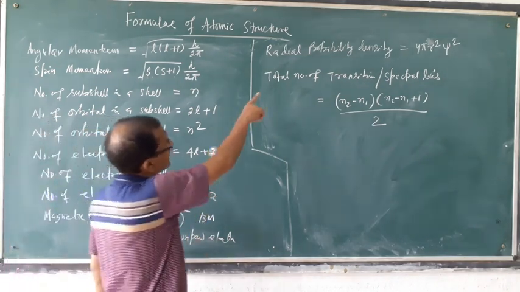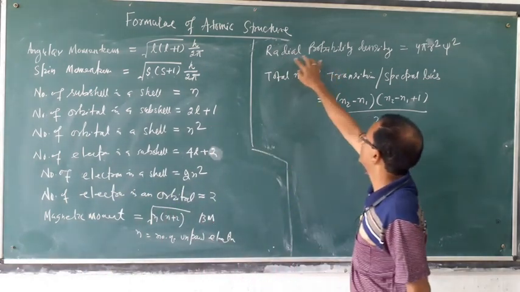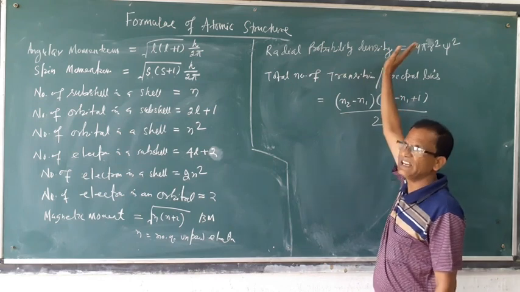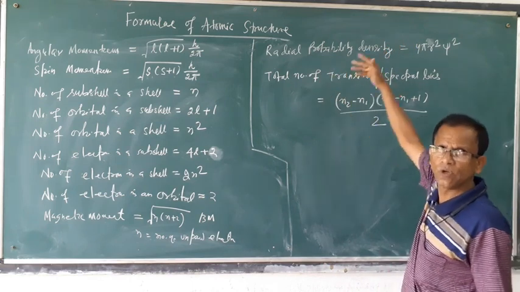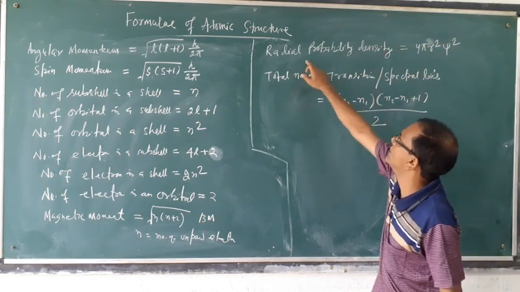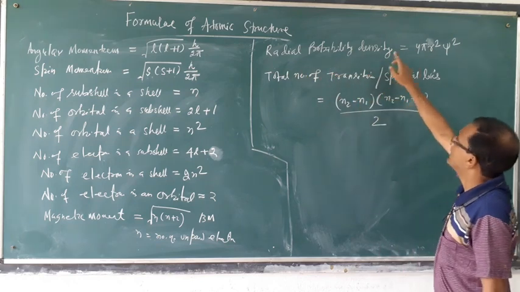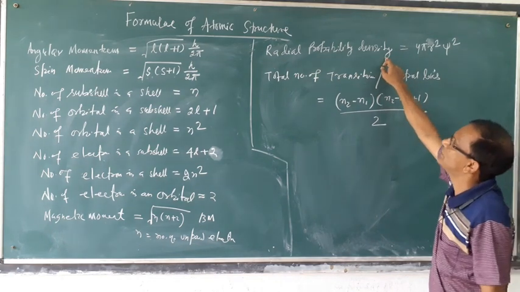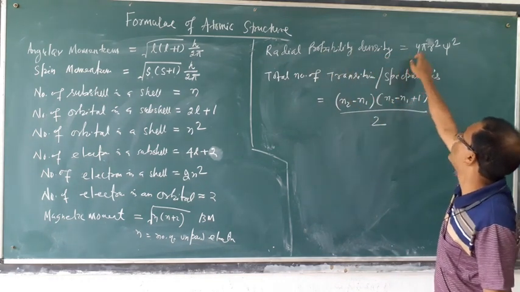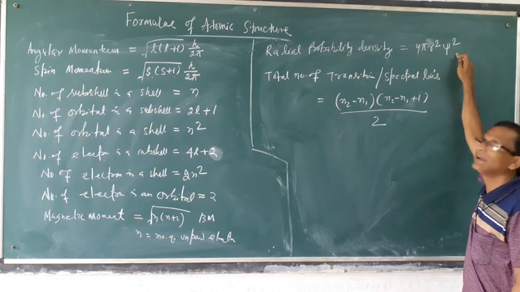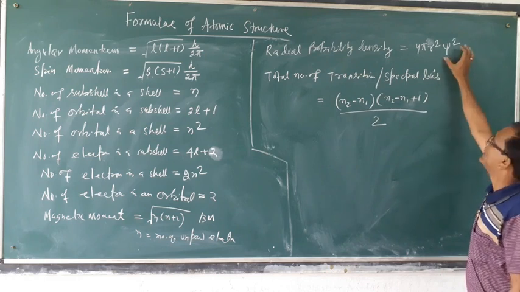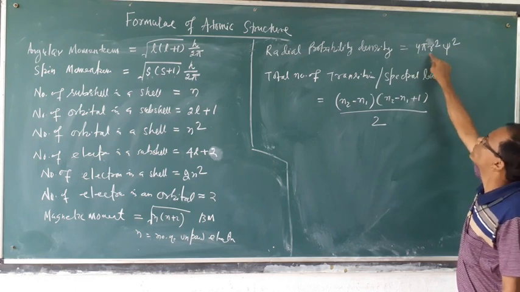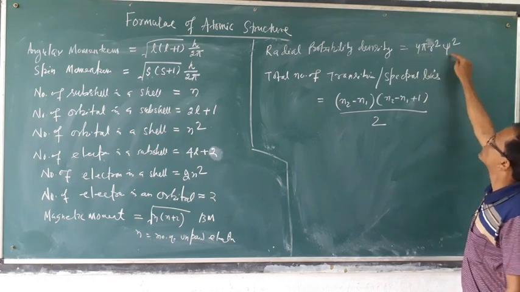Then radial probability density. Radial probability density means density along the radius from the nucleus to different radii. Radial probability density depends only upon r. It does not depend upon the direction. Radial probability density is equal to 4 pi r square psi square. Psi square is the density per unit volume, then 4 pi r square is multiplied. So 4 pi r square psi square.